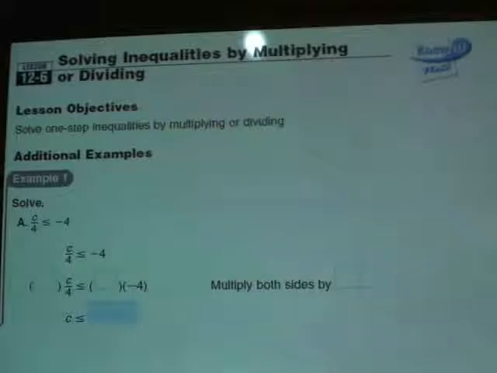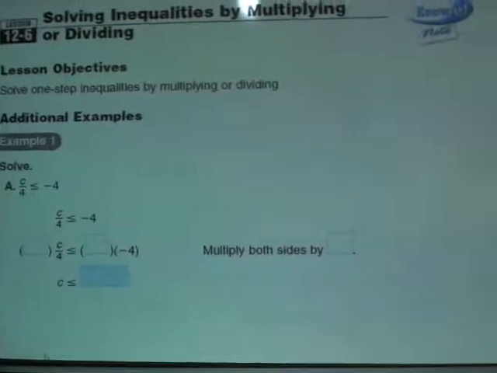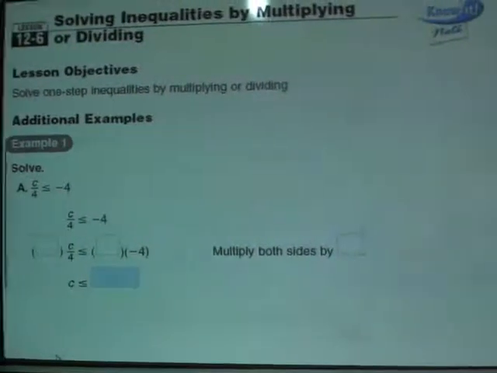This is Chapter 12, Section 6 in the 7th grade note-taking guide, Solving Inequalities by Multiplying or Dividing. So we're continuing down that path of solving one-step inequalities in much the same way that we solve an equation, but this time these questions are just limited to multiplying or dividing here. So let's go ahead and take a look at the first one here.